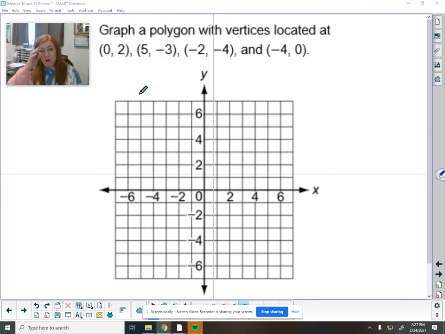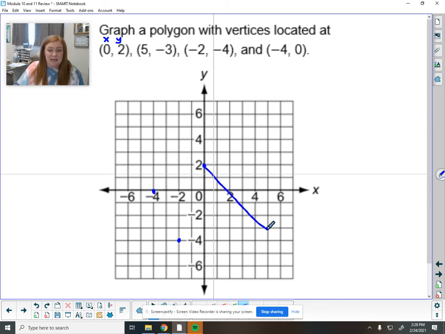Now we are going to graph a polygon, so a shape that has these vertices. We always use our X first to go over, then up or down. So this one wants us to start right at 0 and go up +2. So here's our first one. Now we are going over 5, down -3, 1, 2, 3, -2, -4, -2, -4, and then we're going over -4 and 0.